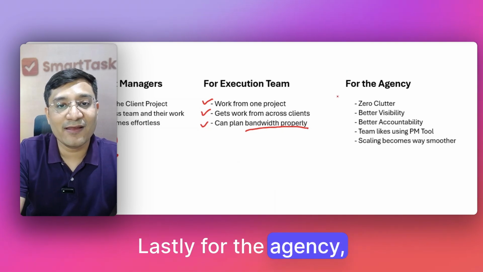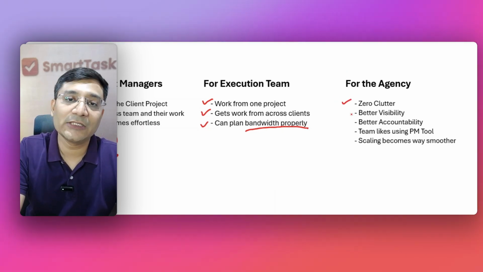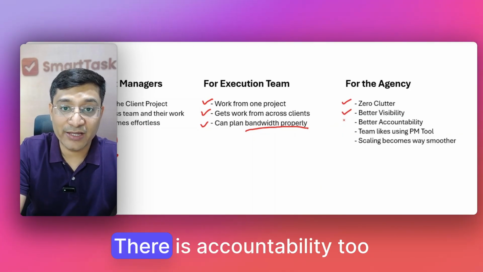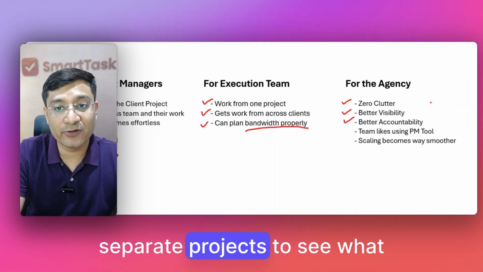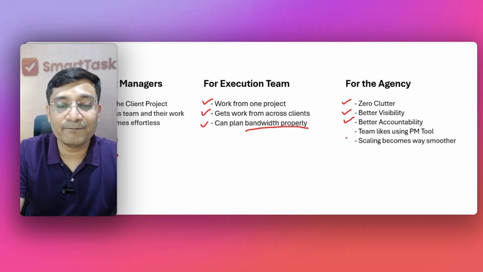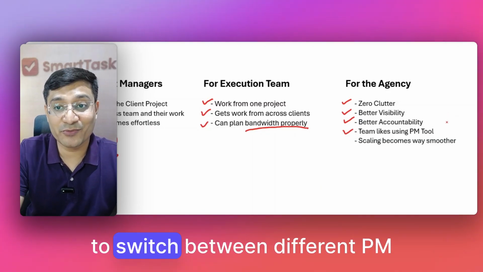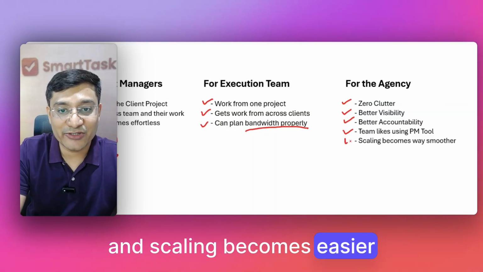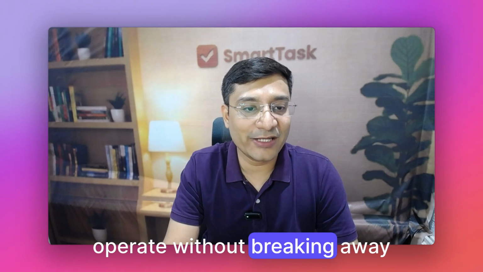Lastly, for the agency, since everything is structured well, there is zero clutter, better visibility into what is happening across client projects. There is accountability too, because you no longer need to go to separate projects to see what is happening. And team starts liking using PM tools. It's no longer you have to switch between different PM tools, right? And scaling becomes easier too. So this is how mature agencies operate, without breaking away from a PM tool every 6 months.